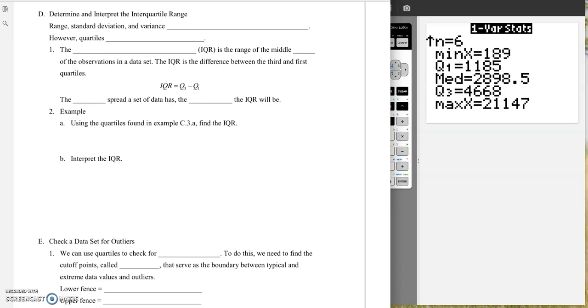In this video, we're going to talk about the interquartile range and also outliers. So, the range, standard deviation, and variance are not resistant, which means they are affected by outliers. Quartiles, however, are resistant.